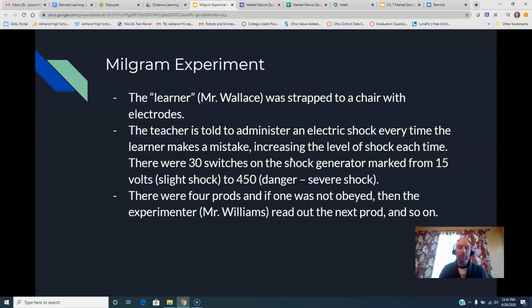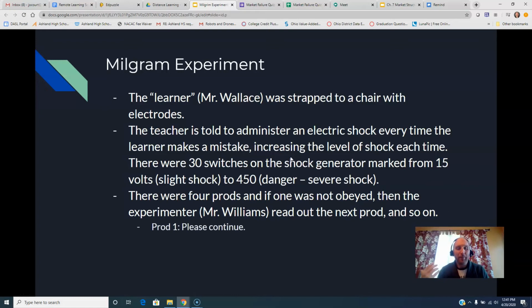Essentially the experimenter was supposed to keep the teacher giving shocks. Now the experimenter wasn't to stop the teacher if the teacher absolutely refused to give a shock. The teacher at any time could have stopped and said, you know what, I'm not doing this experiment anymore, I'm done. I'm going to get up. And some people did that. They said, no, I'm not giving this poor man any more shocks. But the experimenter was supposed to try to influence the teacher.